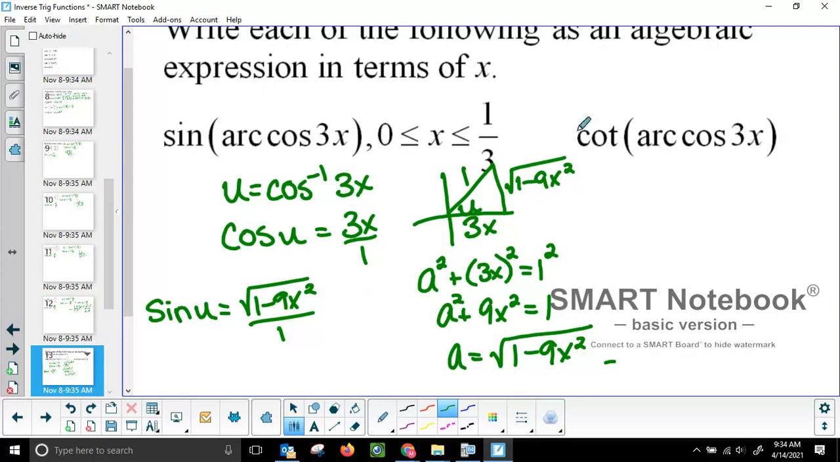You guys can go ahead and try this one over here. But we've already done the work, because it's the same inside. So this triangle's already done for you. Do keep that in mind.